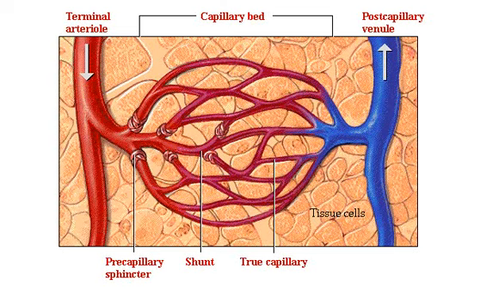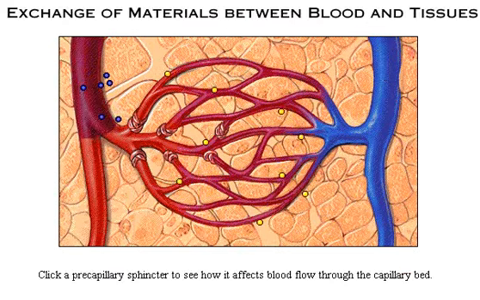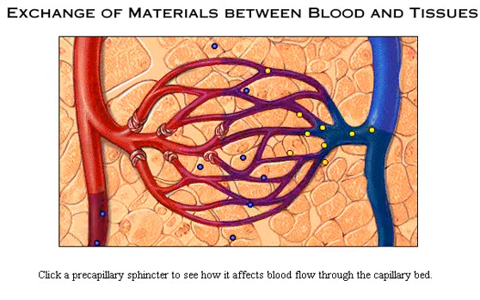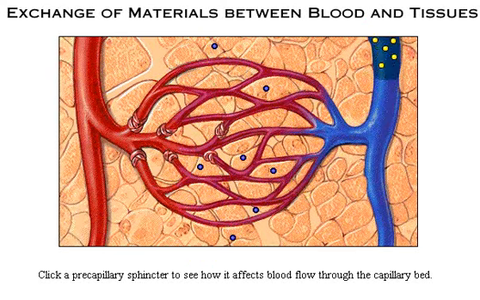The shunt is a short vessel that directly connects the feeder arteriole and the postcapillary venule at the opposite end of the bed. Exchanges of materials take place between tissue cells and the blood in the true capillaries. The precapillary sphincter is a cuff of smooth muscle fibers that surround the root of each true capillary, acting as a valve to regulate the flow of blood into the true capillary. Click on a precapillary sphincter to see how it affects blood flow through the capillary bed.